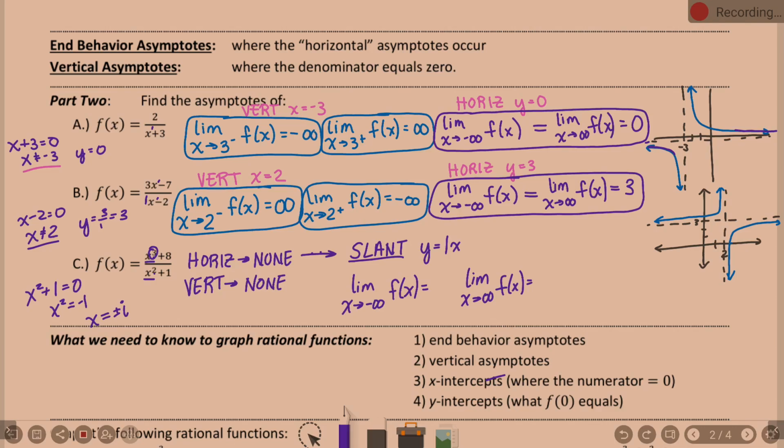The limit as x approaches negative infinity. As my graph goes off to the left, where is it going? As we're going to the left, it's going where? Down, which is negative infinity. Notice I wrote that one in separately. Is this like a horizontal asymptote where they equal each other? No. Now, as x approaches positive infinity, as my graph goes off to the right, where is it going? Up. It's going right and up. So this is positive infinity.